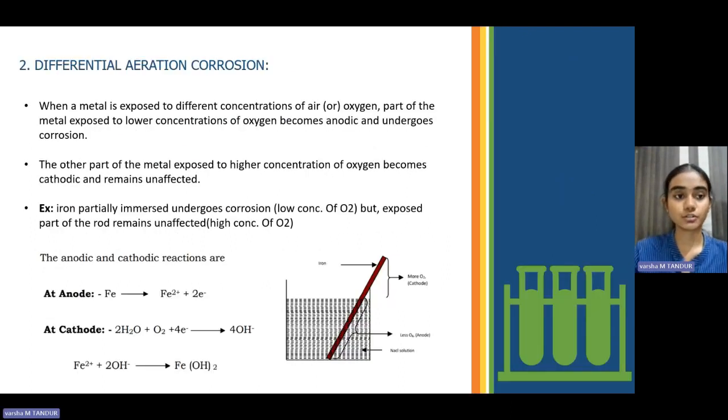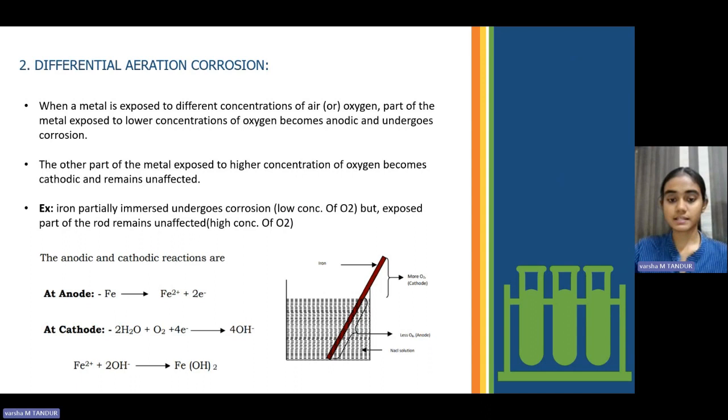Differential aeration corrosion. When a metal is exposed to different concentrations of air or oxygen, the part of the metal exposed to lower concentration of oxygen becomes anodic and undergoes corrosion. The other part of the metal exposed to higher concentration of oxygen becomes cathodic and remains unaffected.